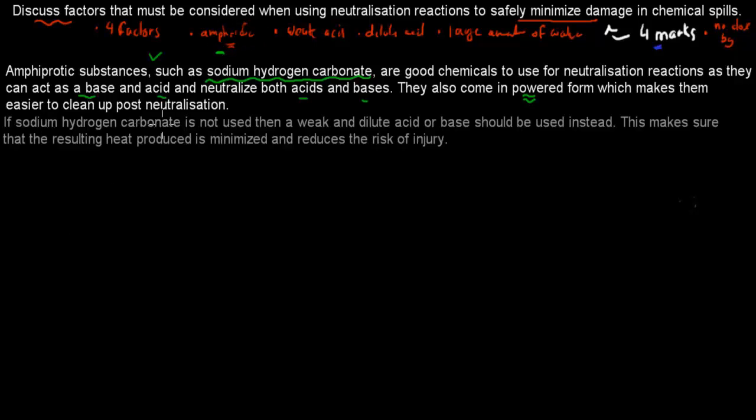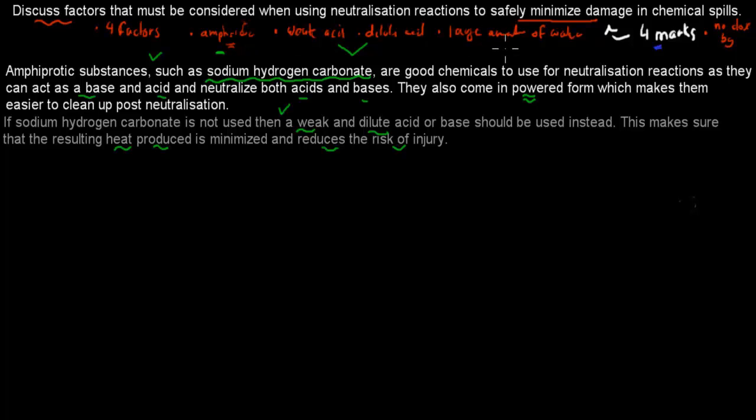Then I said if sodium hydrogen carbonate is not used, then a weak and dilute acid, so actually I just mentioned 2 in 1, weak and dilute acid or base should be used instead. This makes sure that the resulting heat produced is minimized and reduces the risk of injury. If, for example, in your answer you talked about that neutralization reactions produce heat, and then that could cause a problem, if that's what you mentioned initially, that's also good. That's a good way to start. You can mention neutralization reactions are actually exothermic and thereby produce heat when happening. But in this case we talked about using weak and dilute acids to minimize the risk of injury.